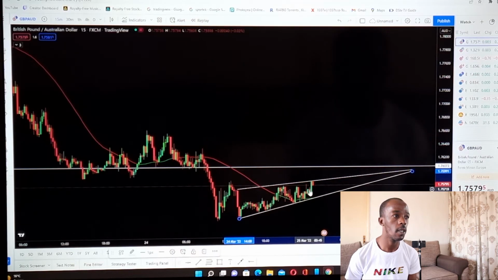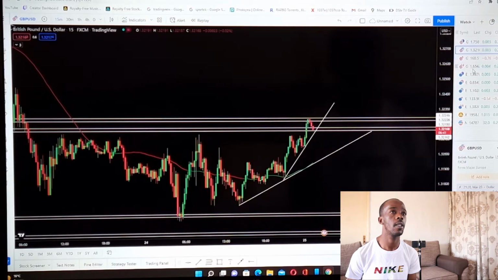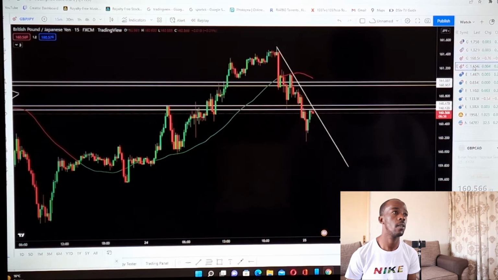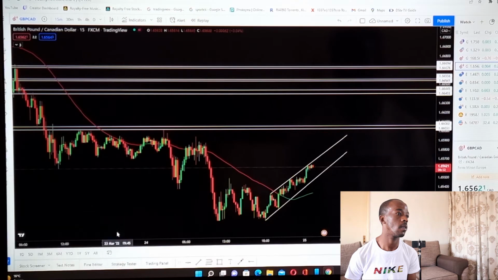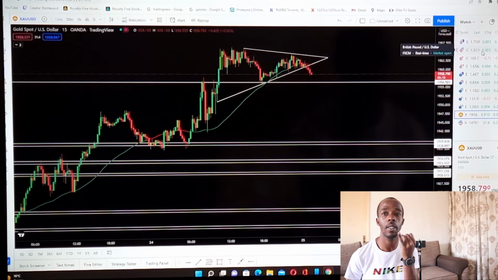So eventually, as soon as it breaks out of this trend line above, then we're going for buy. But if it breaks down, then we're going for sell. And remember, on GBP, sellers are dominating, and it was dropping since last week. So I think GBP/USD and JPY also, or gold. Yeah, one of these four pairs I will trade. So it's GBP/USD, GBP/CAD, GBP/JPY, and gold.